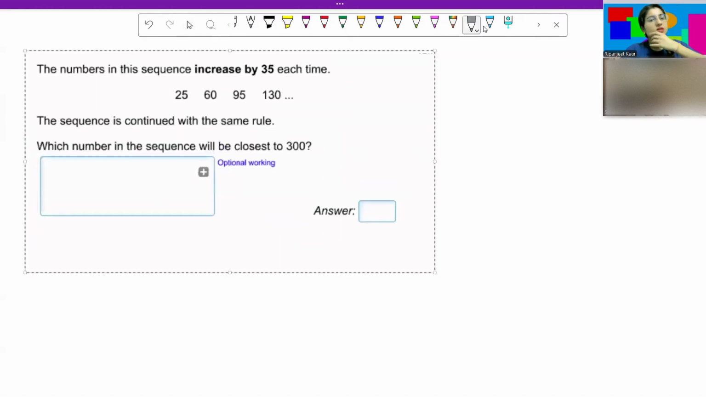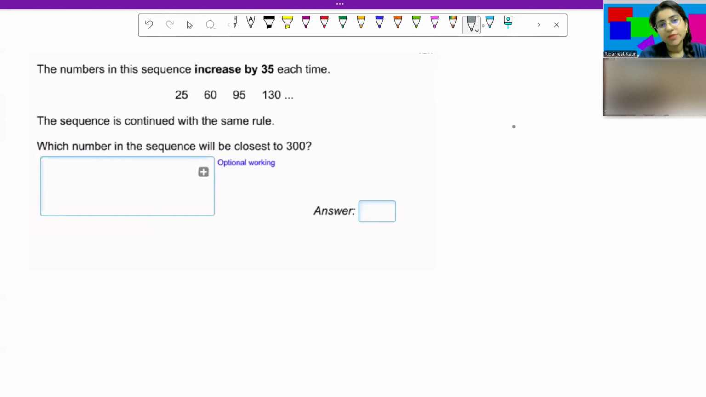So the number in the sequence is increasing by 35. Either you can check it with the formula or you can just check by the values. This is the first term, second term, third term, fourth term. The formula is An is equal to A plus n minus 1 into D. What is A, which is always constant here? What is A, which is the first term?